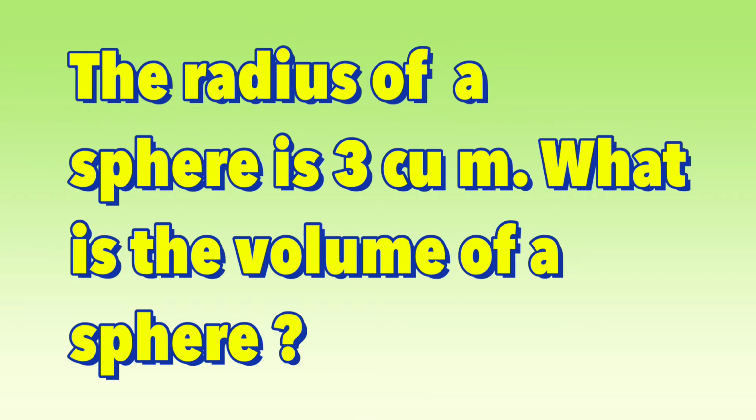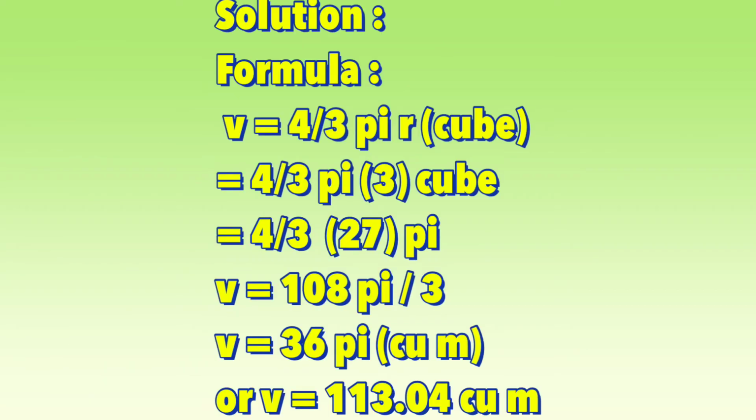Okay, next, second problem. The radius of a sphere is 3 meters. What is the volume of the sphere? So to find the volume of a sphere, we need to know the radius. And the radius now is given as 3 meters. Then we have to substitute it into the formula, which is volume equals 4 over 3 pi r cubed.